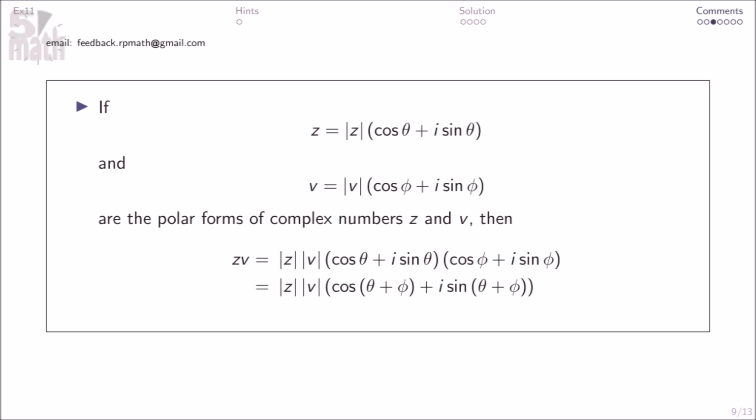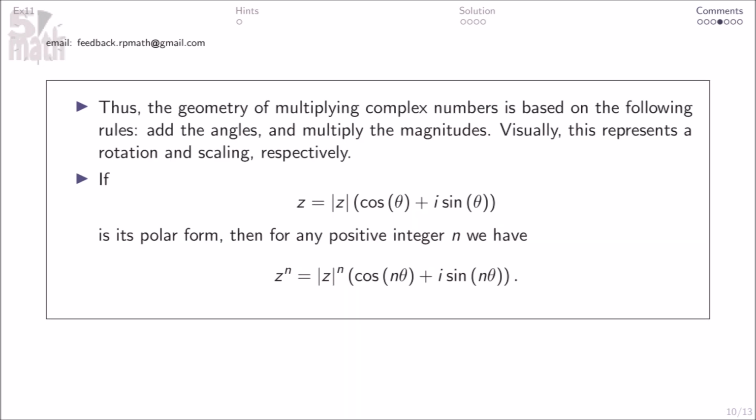If z equals this and v equals that are the polar forms of complex numbers z and v, then zv equals absolute value z times absolute value v times cosine of theta plus phi plus i sine of theta plus phi. Thus, the geometry of multiplying complex numbers is based on the following rules. Add the angles and multiply the magnitudes. Visually, this represents rotation and scaling, respectively.